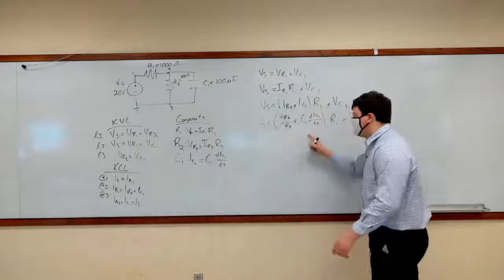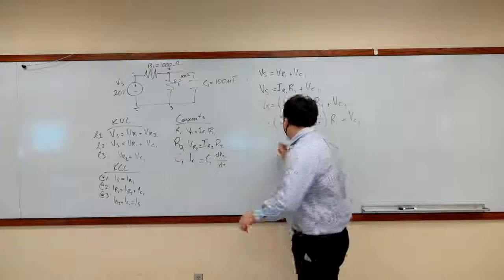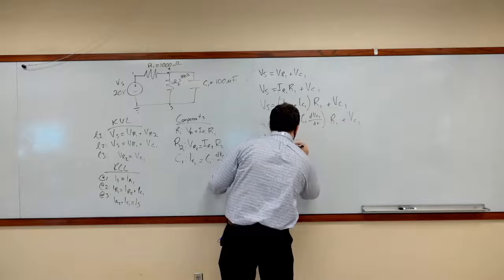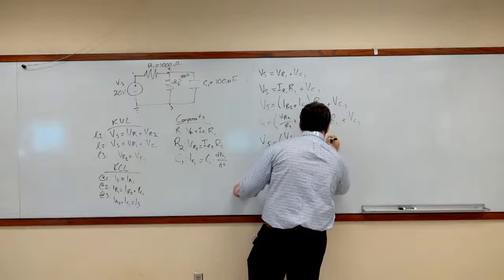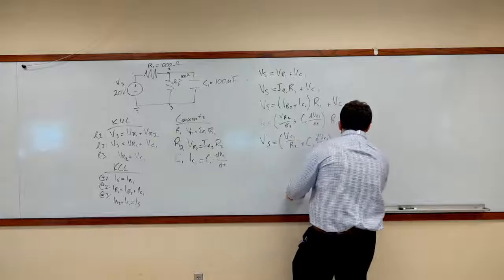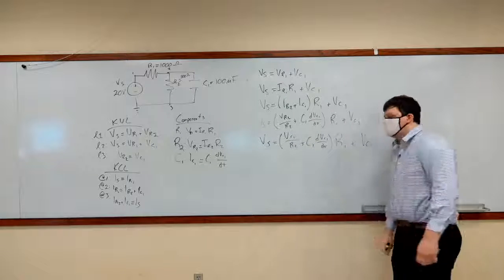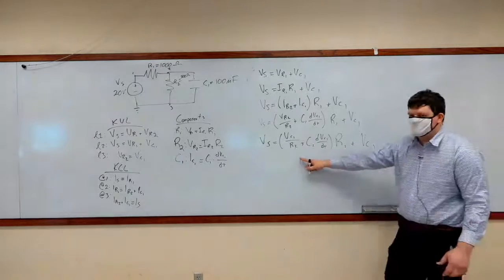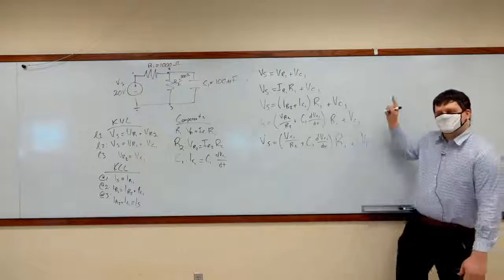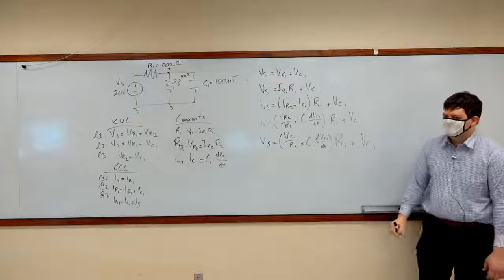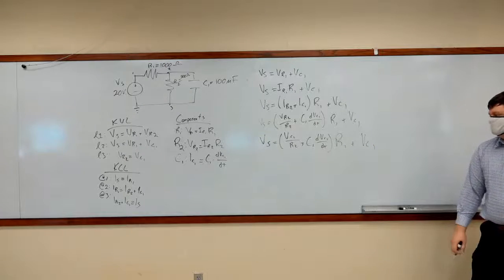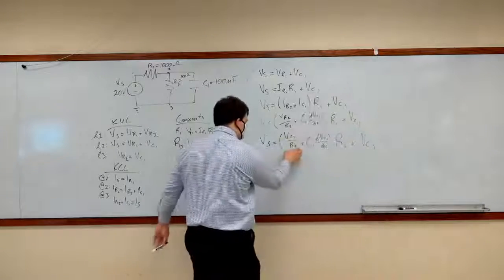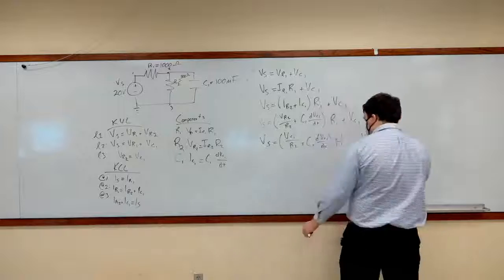So if we just plug that one in, this equation right here, then what we end up with is Vs is equal to VC1 over R2 plus C1 dVC1 dt times R1 plus VC1. And now we only have one variable in our equation, and that's VC1. This is our solution. This is just super gross. So let's clean this up a little bit. Okay, here, this is a VC1. Here, this is a VC1.